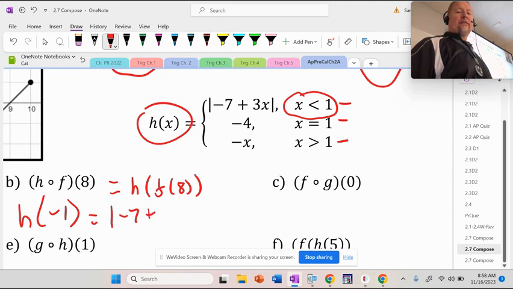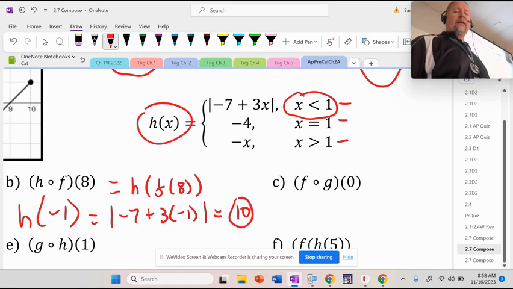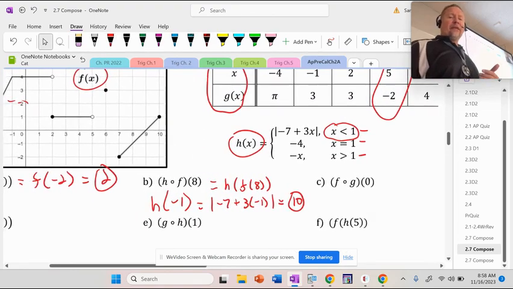Fine, I'll write this one. 3 times negative 1. Negative 7 plus negative 3 is negative 10, but what's the absolute value of negative 10? 10 is the final output of these two inputs. This is weird. I almost stopped in the other hour. I'm like, isn't this enough?